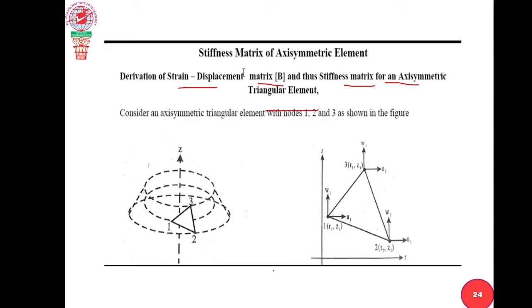Okay. See, again, for that, they are going to consider the same figure that we considered for the shape function. They consider one triangular axisymmetric element with nodal displacements u1, u2, u3, w1, w2, w3 at node 1, node 2, node 3. Similarly, the global coordinates are r1, z1 at node 1, r2, z2 at node 2, r3, z3 at node 3. Now, we need to derive the stiffness matrix.